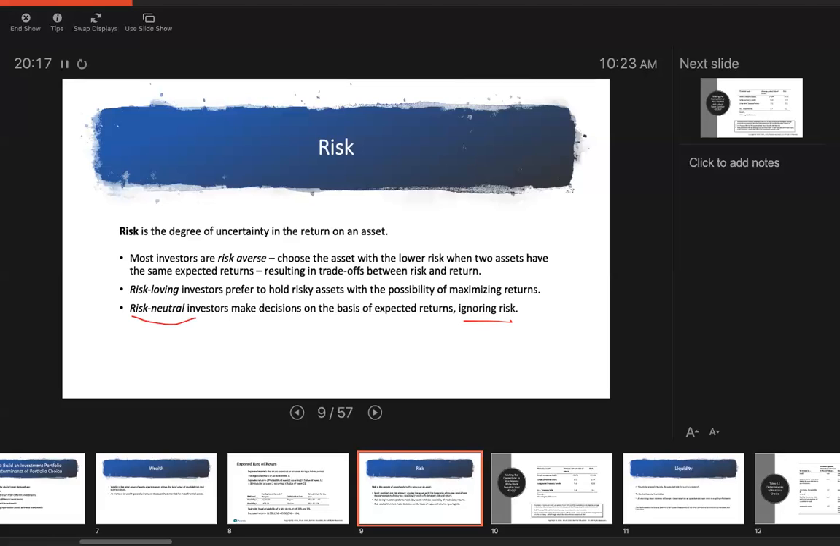They're not going to bother asking the question, is one asset riskier than the other? All they care about is the headline number, the expected return. Okay, so they're always going to end up choosing the asset with the higher expected return, ignoring completely what the risk profile is. And we will never really find investors like this. Risk neutrality is more or less a theoretical construct, but it gives us a baseline of analysis. Right? Starting from the notion of risk neutrality, then we can complicate the models to include risk averse and risk loving individuals.